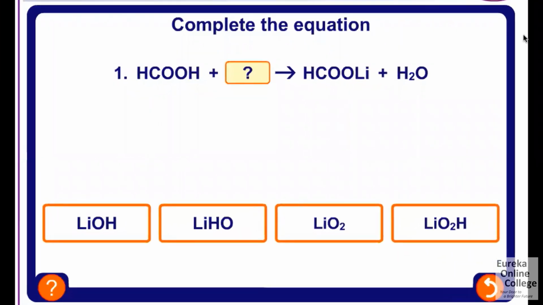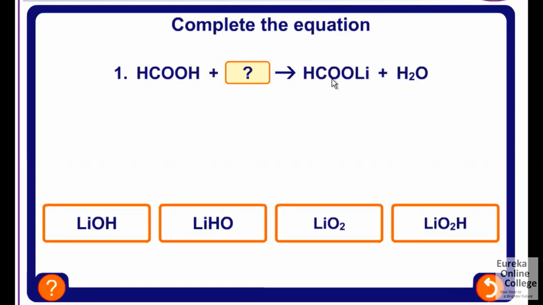Okay, so we're going to complete the equations. So we've got a carboxylic acid here. It's got 1 carbon, so this is actually methanoic acid. We're adding it to something, and we're ending up with a salt here. So we've got our lithium has joined onto the end.